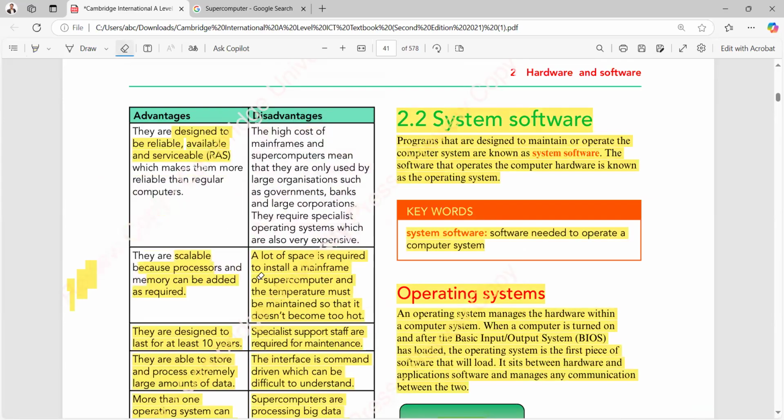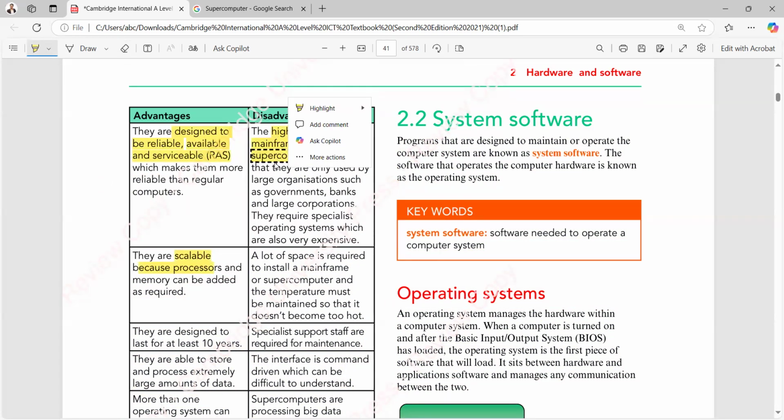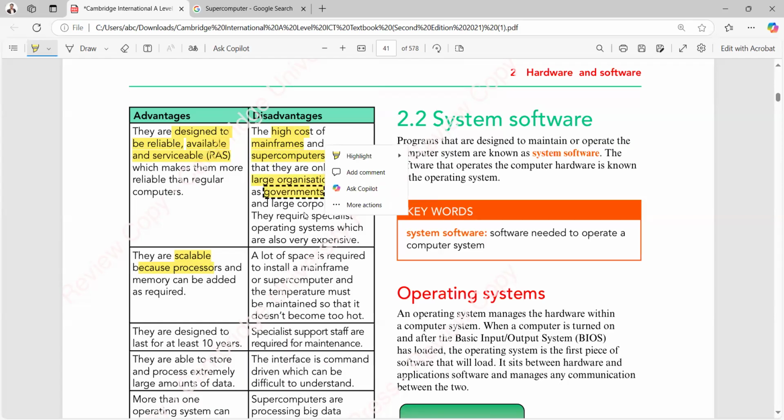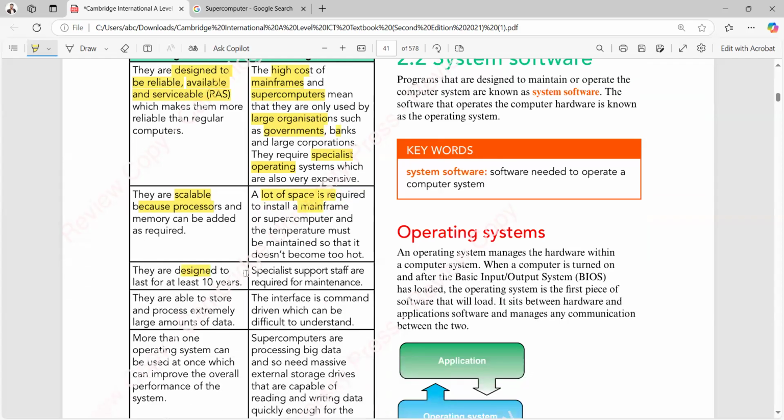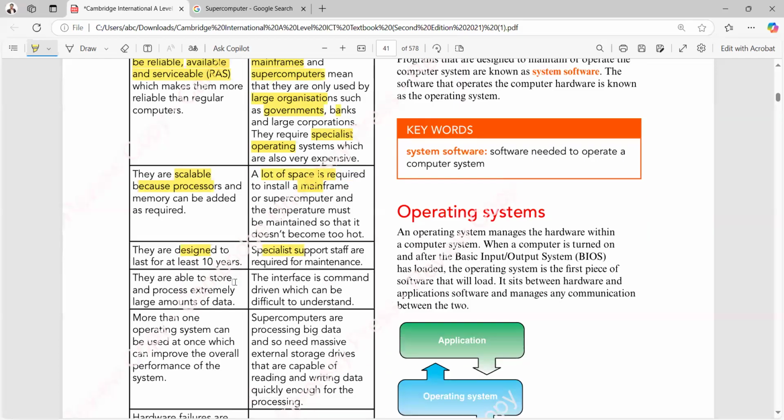And what are the disadvantages? Some of the disadvantages are the high cost of mainframe computers and supercomputers, which means that they are only used by large organizations such as governments and banks. They also require a specialist operating system or someone who is aware of the components, so they are very expensive. You also need a lot of space to install a mainframe computer. You also need to maintain the temperature. They are designed to last for 10 years. They also need specialist support.